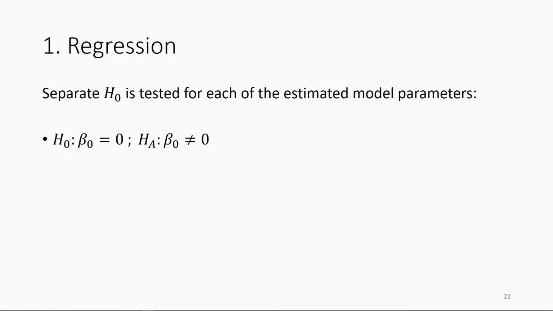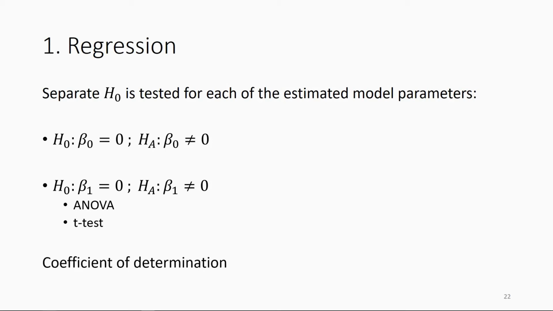So you can have this type of hypothesis. There are two ways you can do it. One is to use ANOVA, and the other is to use a t-test. After that, you also need to calculate the coefficient of determination, which is R squared. Here I put R squared, but some textbooks put it as R squared with a different notation.